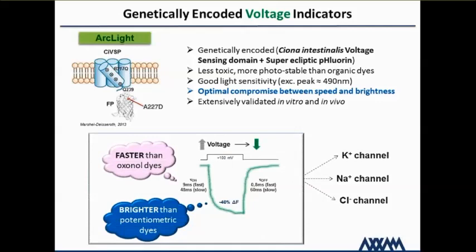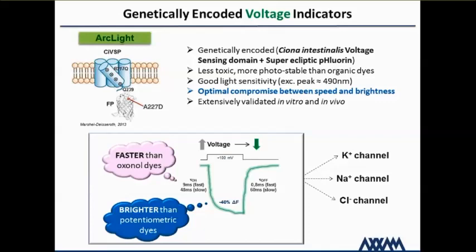The response of ArcLight to membrane voltage changes is about 40% of fluorescence quench upon a plus 100 millivolt membrane depolarization, with response kinetics in the range of 10–50 milliseconds. These features combine an improved speed compared to optional dyes, which respond on a time scale of seconds, with an improved brightness compared to potentiometric dyes. So with ArcLight, one can measure fast signals, which wouldn't be detectable by the slow optional dyes, and with good fluorescence response, which would be much smaller with potentiometric dyes.